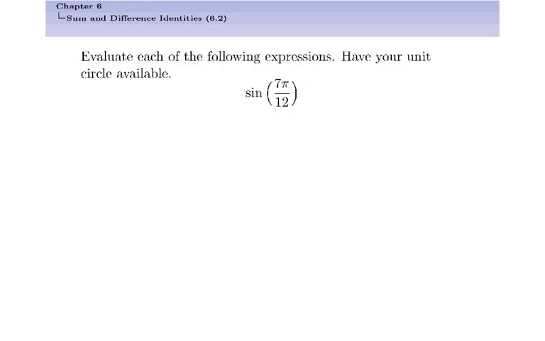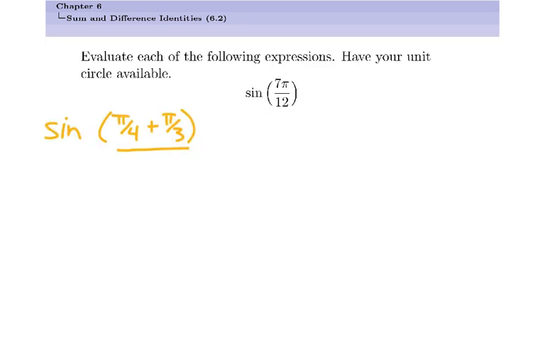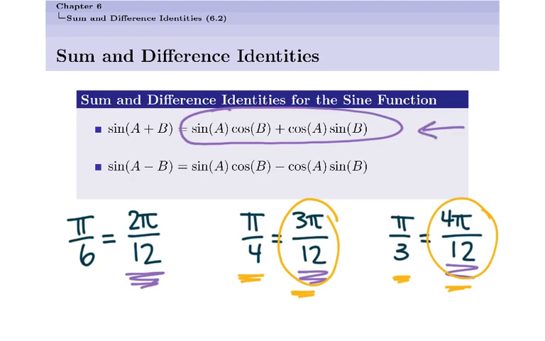So I can rewrite this problem as sine of pi over 4 plus pi over 3, because remember, pi over 4 plus pi over 3 equals 7 pi over 12. So now I have my A and my B, and I'm going to assume this is addition. My a for this problem would be pi over 4, my b would be pi over 3, and I would be taking the sum with sine. So I would be looking at this equation right here: sine of the first, cosine of the second, plus cosine of the first, sine of the second.